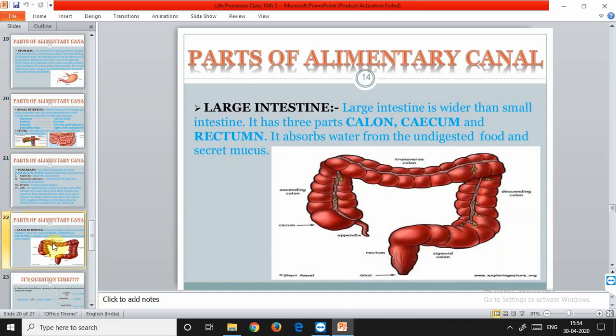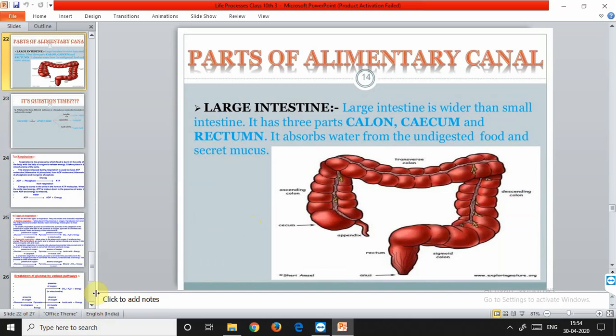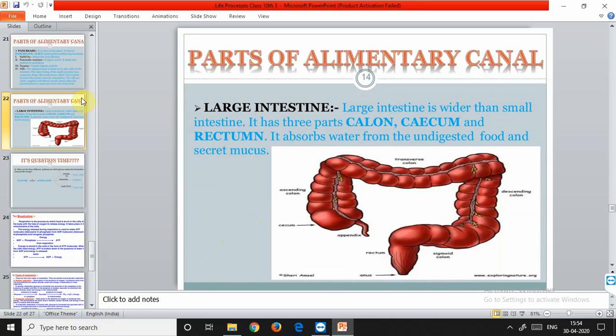Let's come to the large intestine. This is where we have to start from. So what is the large intestine, and why did I tell you that the small intestine is the longest? Then why do we call this the large intestine? Because of the surface area it covers and because of its width. The large intestine is of a greater width as compared to the small intestine. That's why the term is called the large intestine.